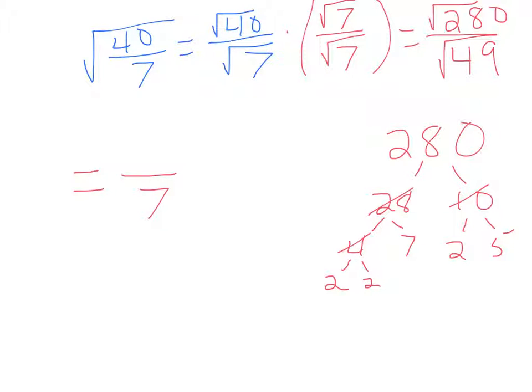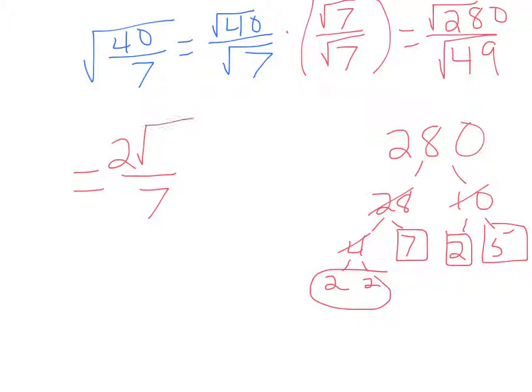So since I'm doing a square root, I'm going to circle numbers that are in common. These 2's are in common, so I can bring that 2 out. The 7, the 5, and the 2 don't have any pairs, so they're going to multiply back together and stay underneath the radical. So 7 times 2 times 5 gets me 70. So my final answer is 2 square root of 70 over 7.